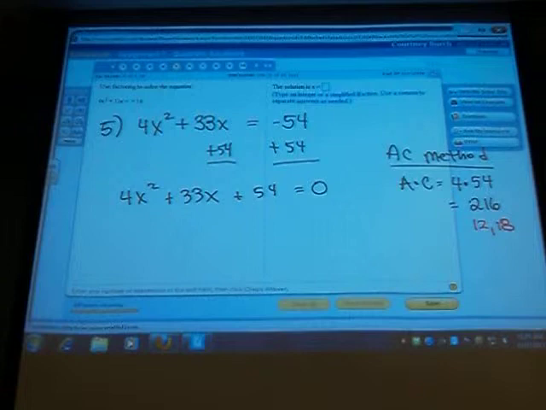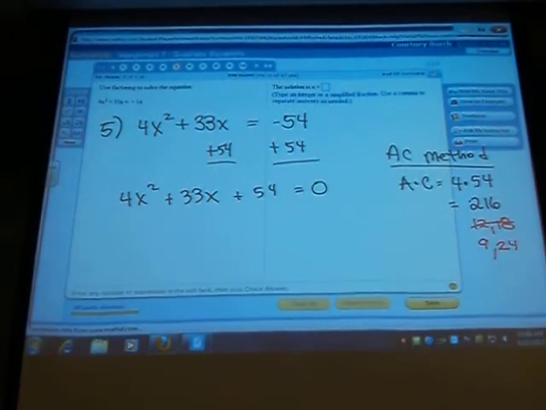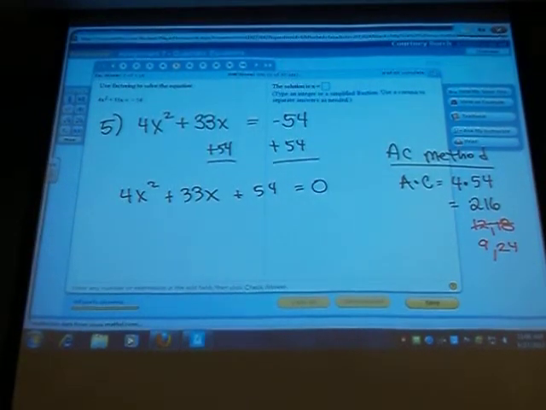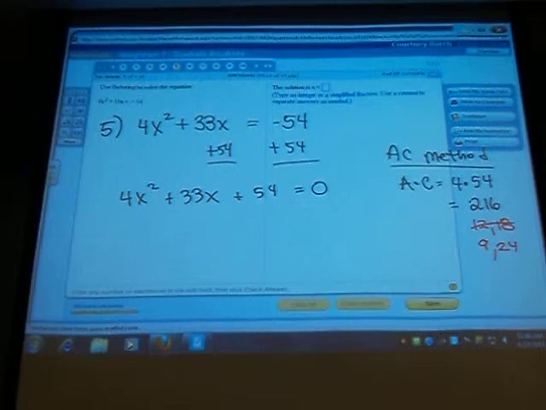Okay, well I found 12 and 18. That doesn't add up to 33 though. You said 9 and 24? 9 and 24. So 9 times 24 is 216, and 9 plus 24 is 33. So that is going to work. Okay, now what do I want to do with 9 and 24?